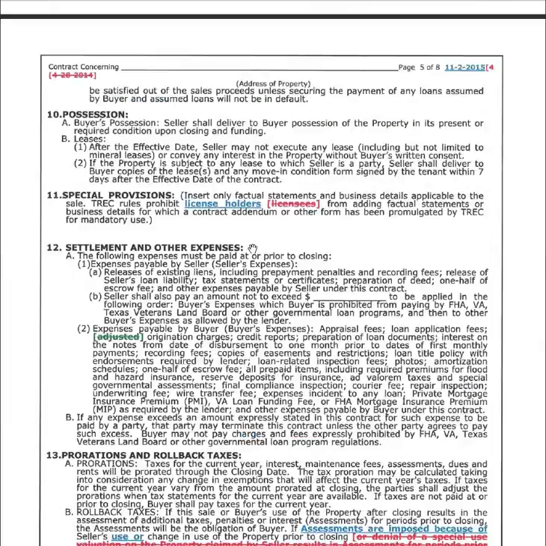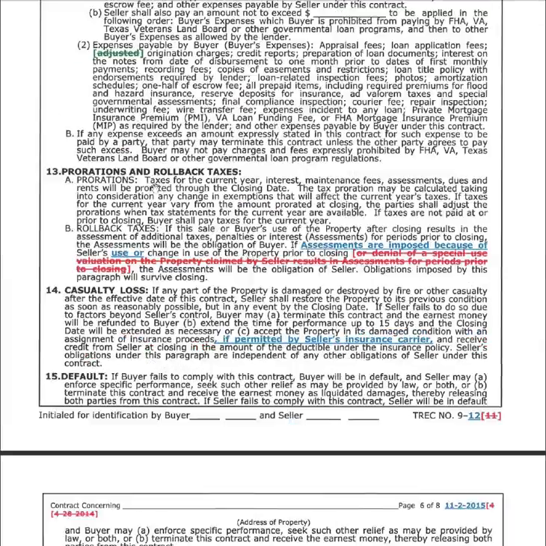Something a little bit more important has to do with the rollback taxes. This has always been a point of confusion for a lot of people whenever they're buying raw land, because a lot of times it'll have an agricultural exemption, and you can have your property subject to rollback taxes. That's where the taxing authority can go back and charge for previous years as if the tax exemption was not in place. That can translate into a significant amount of money to a buyer.